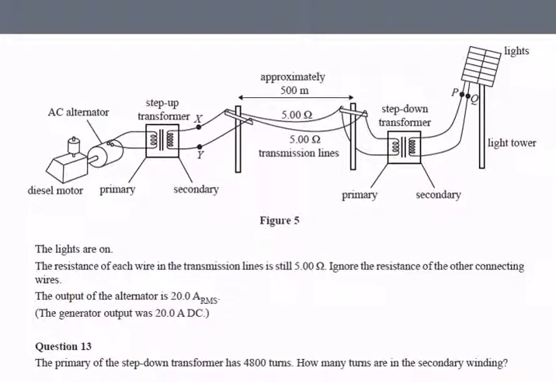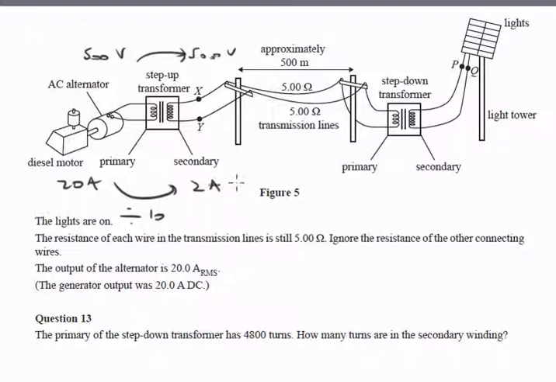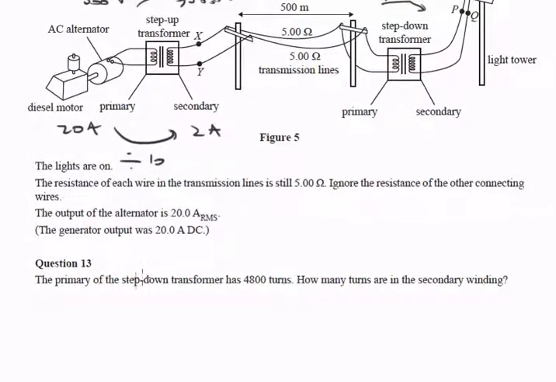Alright, so I've just copied and pasted the picture over here. Just remember this was 500, goes up to 5,000, and 20 amps went down, divide by 10 to 2 amps. And this steps down, divide by 10. Alright, it says the primary of the step down transformer, this guy, the primary coil has 4,800 turns. How many turns are in the secondary winding?